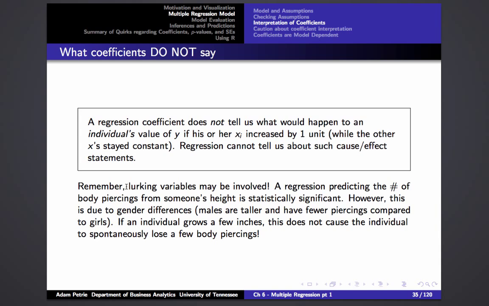Well, remember, lurking variables can always be involved. We saw previously that if we fit a regression model predicting the number of body piercings from someone's height, it turns out that there's a statistically significant relationship. Obviously, it's not cause and effect. If you grow, say, an inch, that's not going to make the number of body piercings magically change. Rather, what's going on is that the association was induced by gender differences. Males are typically taller and have fewer piercings compared to girls. So really, that's why the relationship looks like it exists. It doesn't mean that if an individual grows a few inches, that's going to magically change the amount of body piercings they have. It's just comparing two groups of individuals.